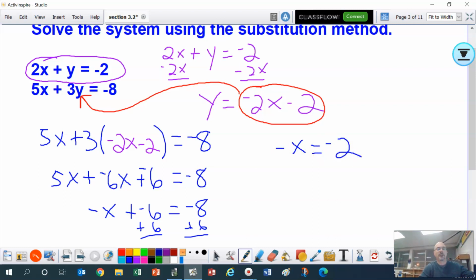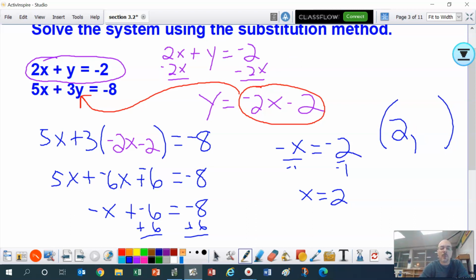Now remember, ladies and gentlemen, you have the power of pause and rewind if I'm going too fast. Now I cannot leave a variable negative, so I'm going to go ahead and divide both sides by -1, and so x equals +2. All right, so there's part of my answer. X is 2.